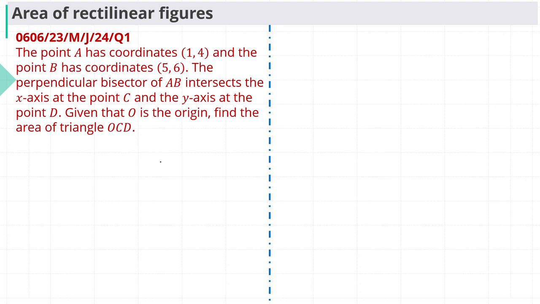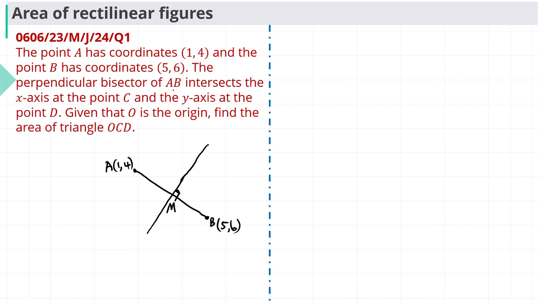Okay, so we make a sketch of this. We have the coordinate A (1, 4), and the other endpoint of the line segment is B (5, 6). The perpendicular bisector of AB means a second line that divides AB into two halves and has 90 degrees to it. So this point of intersection of the two lines becomes the midpoint.